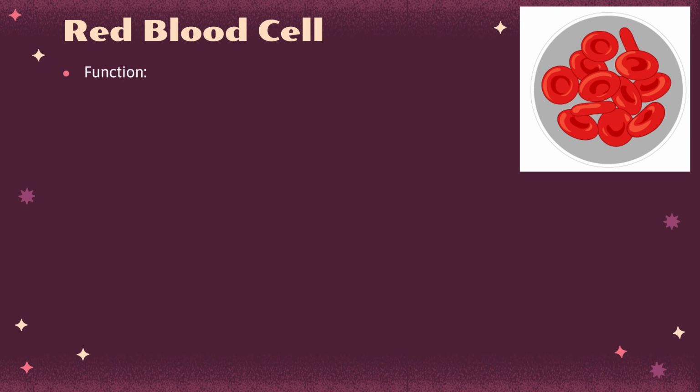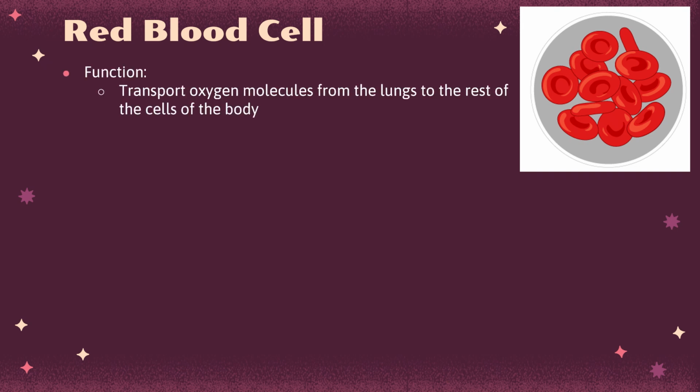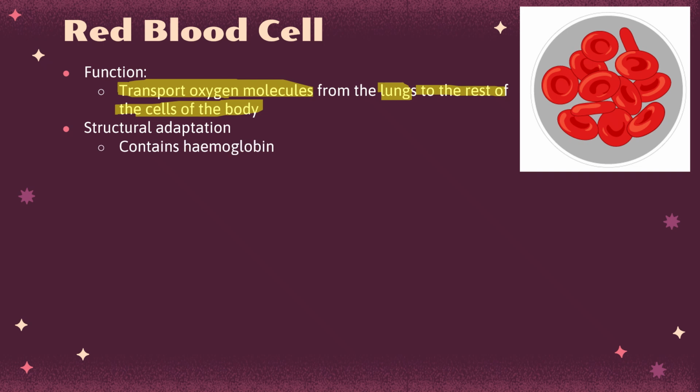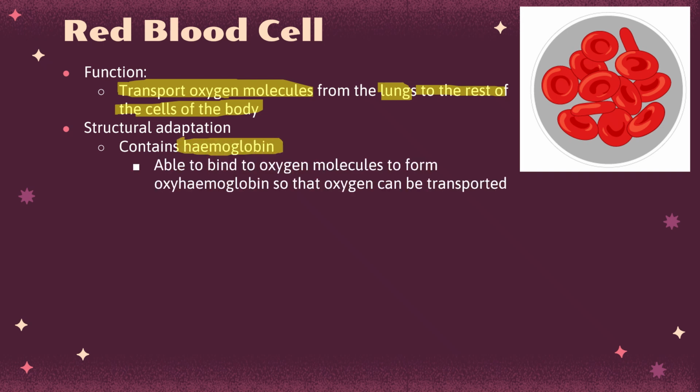So red blood cell. Let me start with the function first. The function is to transport oxygen molecules. The starting point is the lungs, and they transport them to the rest of the cells in the body. I believe you already know the function of a red blood cell, so please write properly. Now, there are three structural adaptations for a red blood cell. I think four. The first one is that the red blood cell contains this pigment known as hemoglobin. That is the reason why it is red, because this is a red pigment. This hemoglobin is able to bind to oxygen molecules to form a compound known as oxyhemoglobin so that the oxygen can be transported.